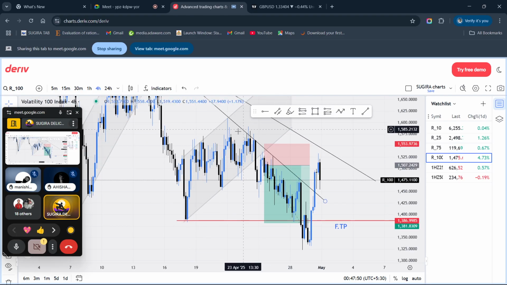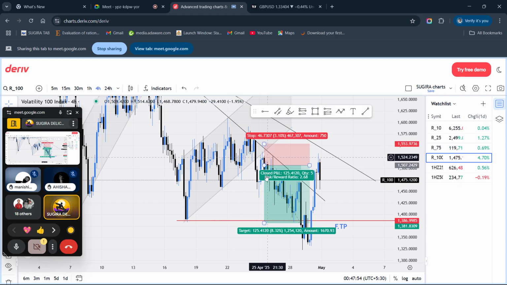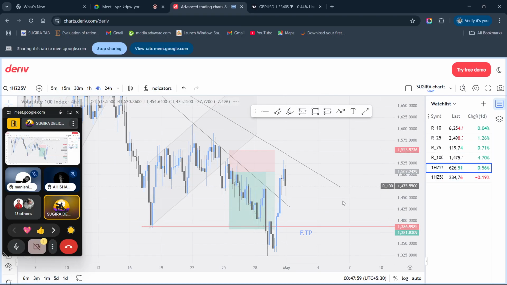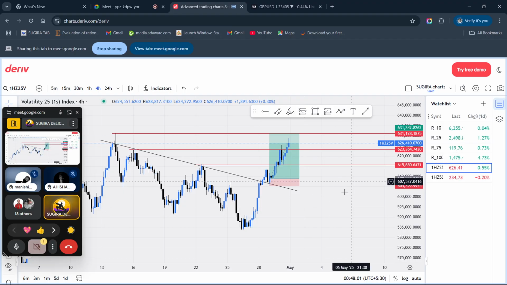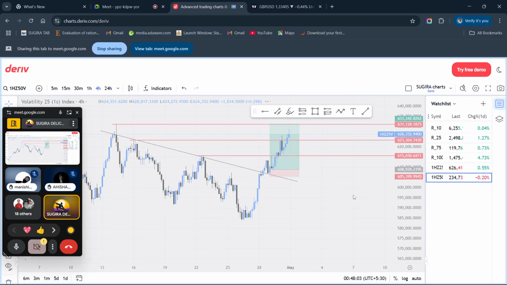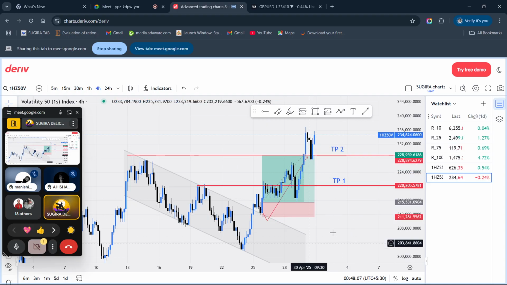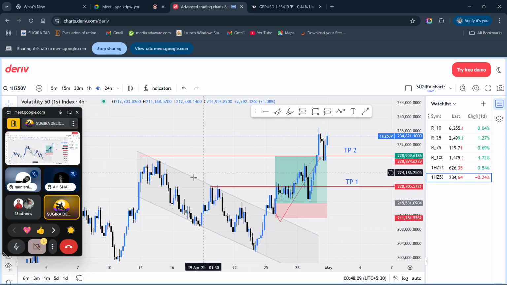The market failed to break the highest point. It broke from here. You can see it made a change of character, and then it started selling. That's how I trade. You can see the same thing here, TP1, TP2. The market broke the structure, it broke the highest point, so it's going to start pushing to the upside.